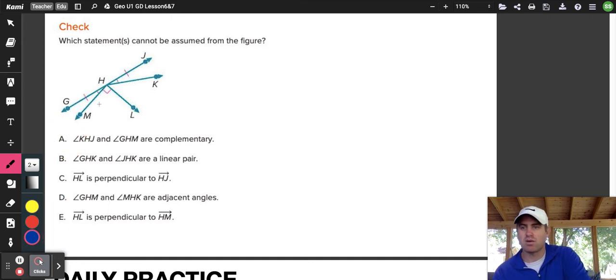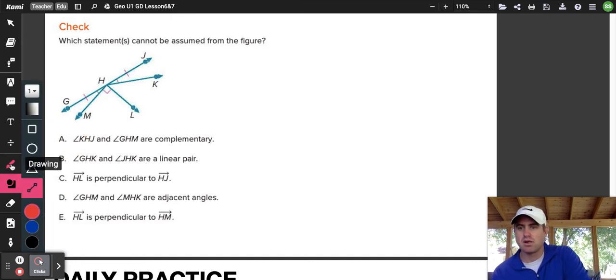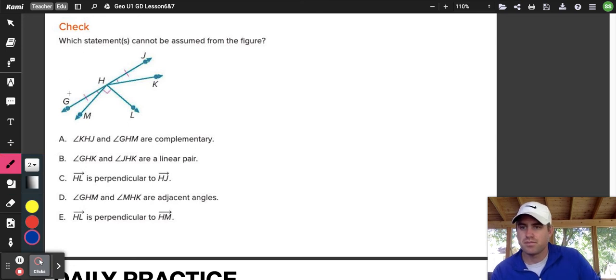All right, looks like my pen's not working for me right now. So A is not true. GHK and JHK are a linear pair. Yes, B is true, so B would be correct. HL perpendicular to HJ, that is not true. We do not know that. So that's an X on C.